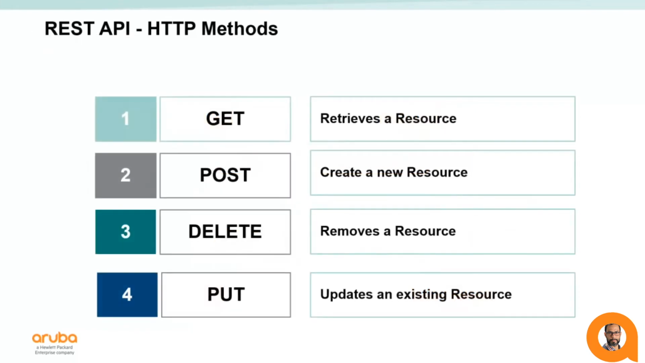Here are 4 of the methods that you will most likely encounter. GET retrieves information from a resource. POST creates a new resource. DELETE will remove the resource. PUT will update an aspect or an attribute of that existing resource.